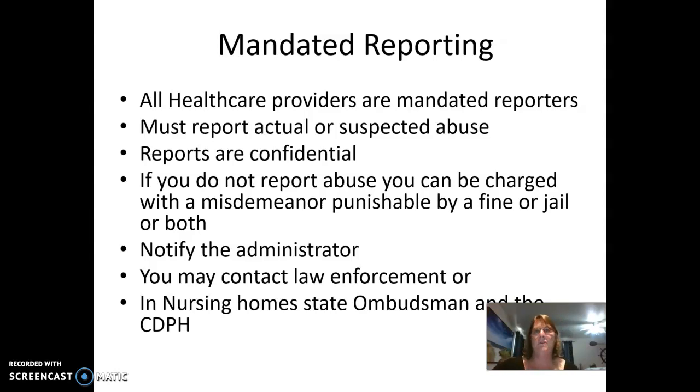Now, if you report abuse and you do it in good faith, you're not doing it to try to get someone in trouble, you're not trying to be mean to another person, you do it because you genuinely suspect it, even if they find out that it's not abuse, they cannot do any action against you. They cannot punish you for it. The facility cannot fire you for it. That is also the law.